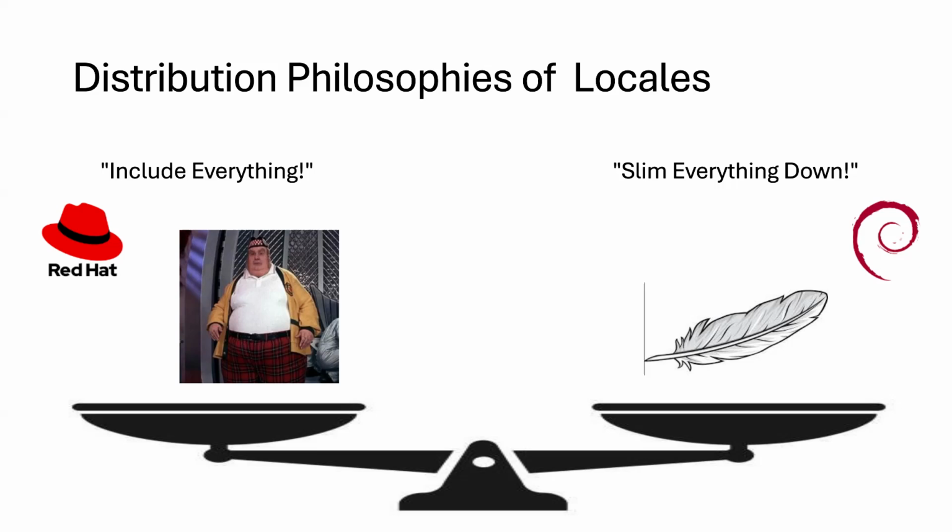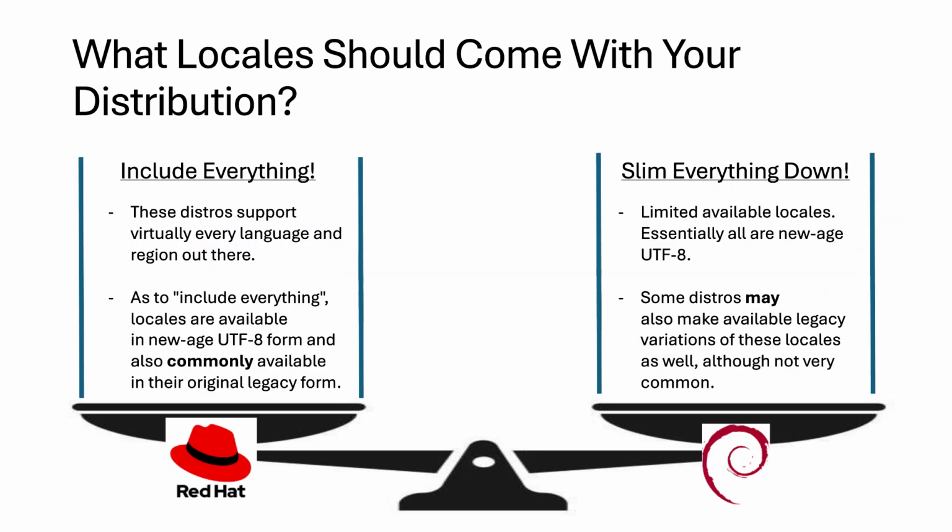Switching gears back to distribution specific details, there are two main schools of thought regarding what locales should be present on systems. Unanimously, both aisles have all publicly available ready to use locales compiled with UTF-8. The include everything philosophy that Red Hat style distributions adopt has all publicly available locales compiled with UTF-8, though also provides the original versions of these locales that use their original language specific charmap files.